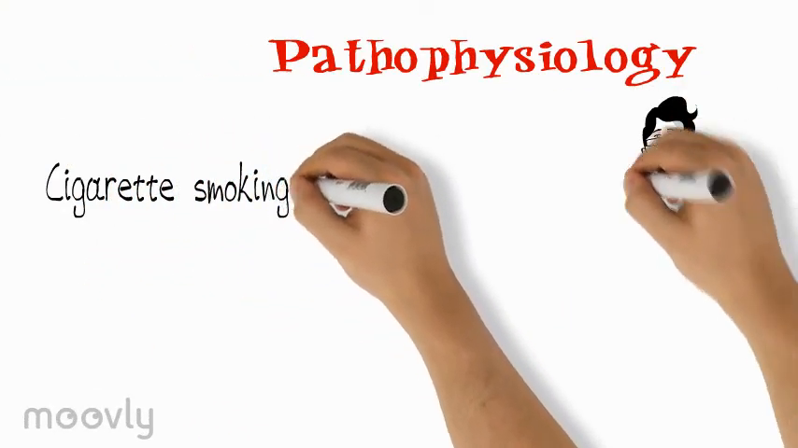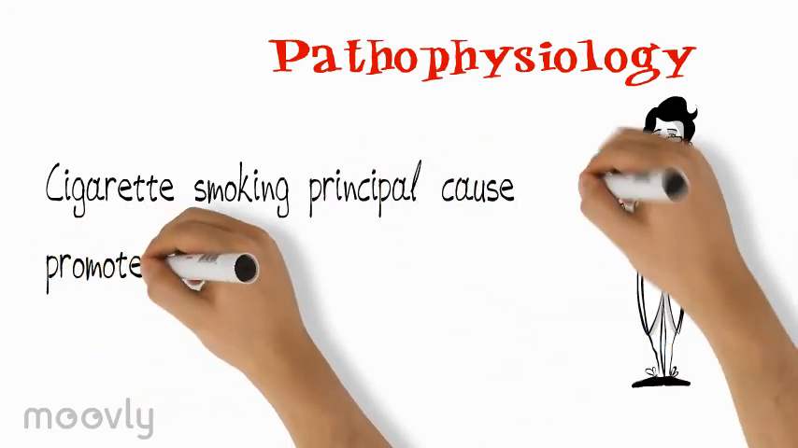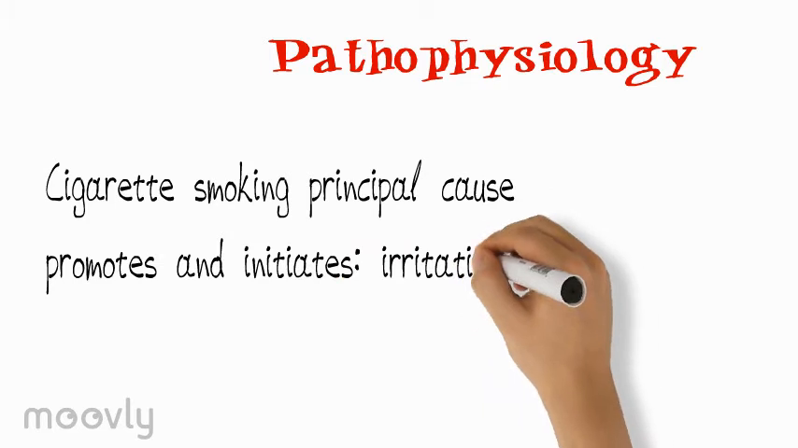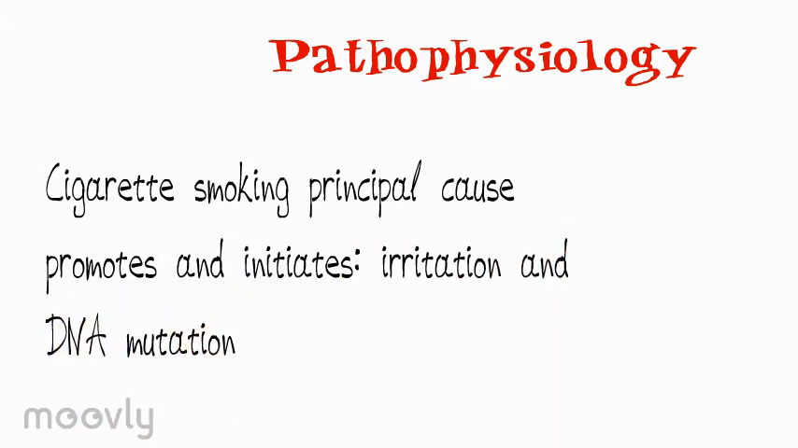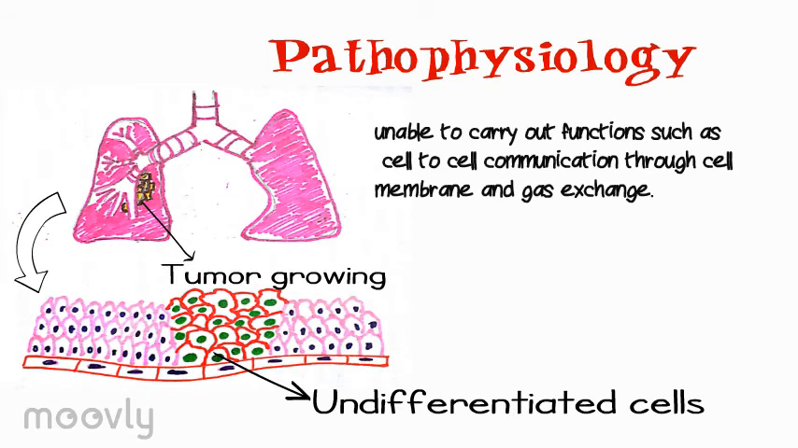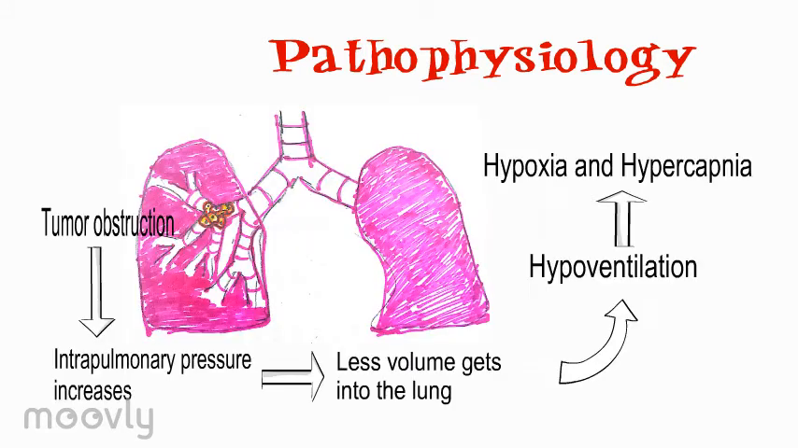Cigarette smoking is the most significant contributor to lung cancer because it both promotes and initiates carcinogenesis, which means beginning of abnormal cell growth. Cigarette smoke causes DNA mutation and also causes irritation that signals cell repair. However, due to the DNA mutation, cell repair is not done properly because the newly developed cells are undifferentiated, so they can't carry out their functions. Eventually, because of chronic cigarette smoke exposure, those undifferentiated cells accumulate and overgrow, leading to a tumor.